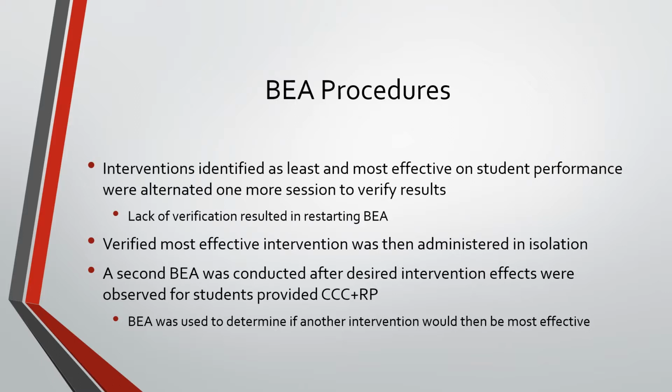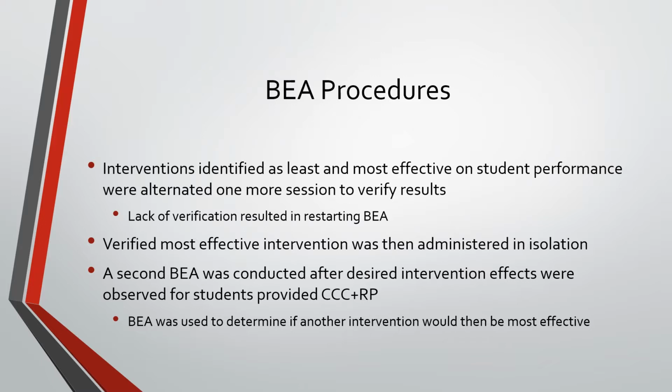And then finally, as previously mentioned, a second brief experimental analysis was conducted after the desired intervention effects were observed for students provided cover, copy, compare, and repeated practice. And the reasoning for this is because we know the direction that students are going to go with the instructional hierarchy. And so we can fairly assume when you are using interventions that target accuracy, fluency, and performance-based deficits, that for students who lack accuracy, the intervention that targets accuracy is more than likely going to be the one that is most effective for them, which would be this cover, copy, compare with repeated practice.